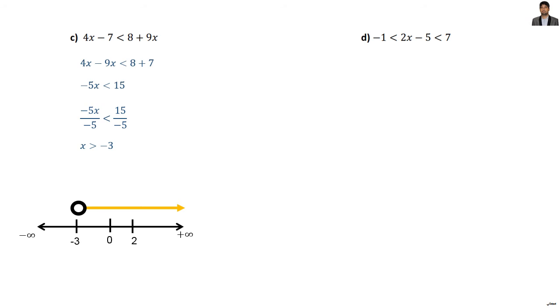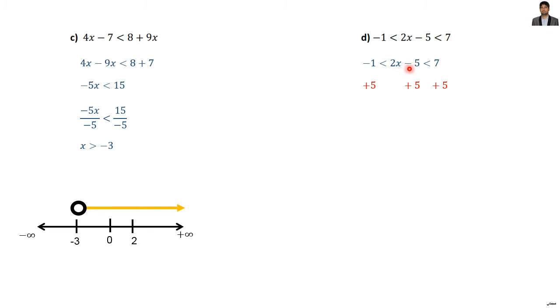Part D. Minus 1 is less than 2x minus 5 is less than 7. We have to find the values of x. So how to solve this question? By keeping x in the center alone. We have to solve it for x. So we want only x in the center.